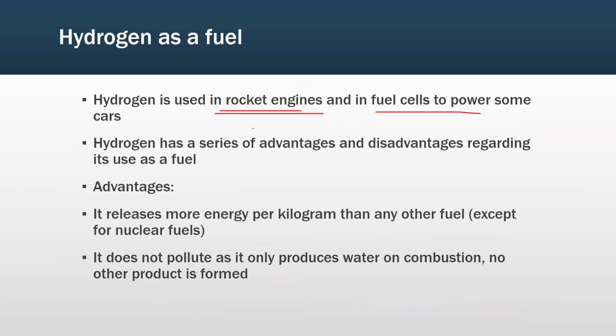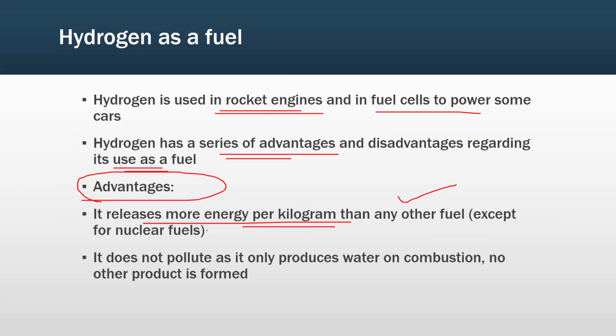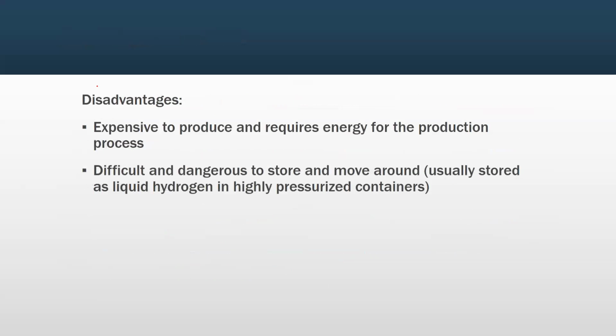Hydrogen can also be used as a fuel, and hydrogen is used in rocket engines and in fuel cells to power some cars. It has a series of advantages and disadvantages regarding it using as a fuel as well. For example, इसके अगर हम advantages की बात करें, it releases more energy per kilogram than any other fuel except for nuclear fuels. It does not pollute as it only produces water on combustion and no other product is formed.